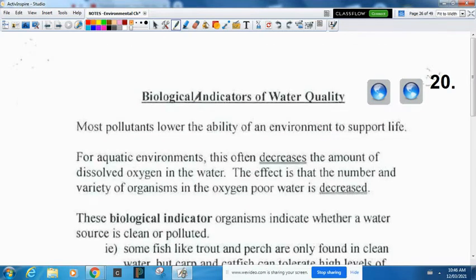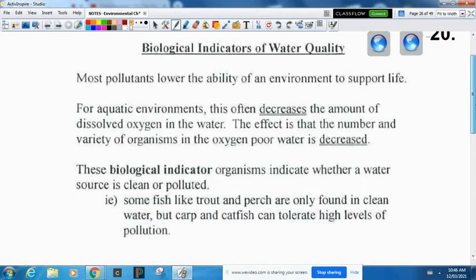Most pollutants lower the ability of an environment to support life. So for aquatic environments, this often decreases the amount of dissolved oxygen there. The effect is that the number and variety of organisms in oxygen-poor water has decreased. Now, there are bioindicators that we could use to check whether a water source is clean or polluted. So we could do chemical tests, or we could look at bioindicators. Usually we tend to look at both together.